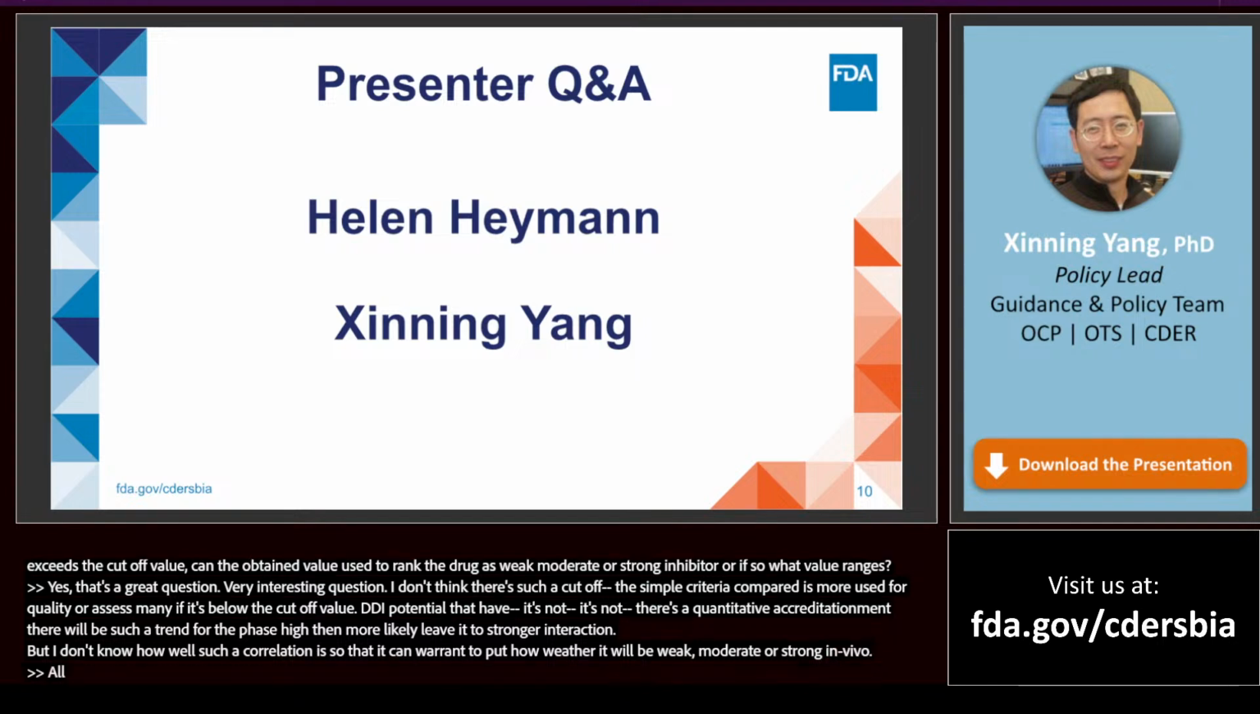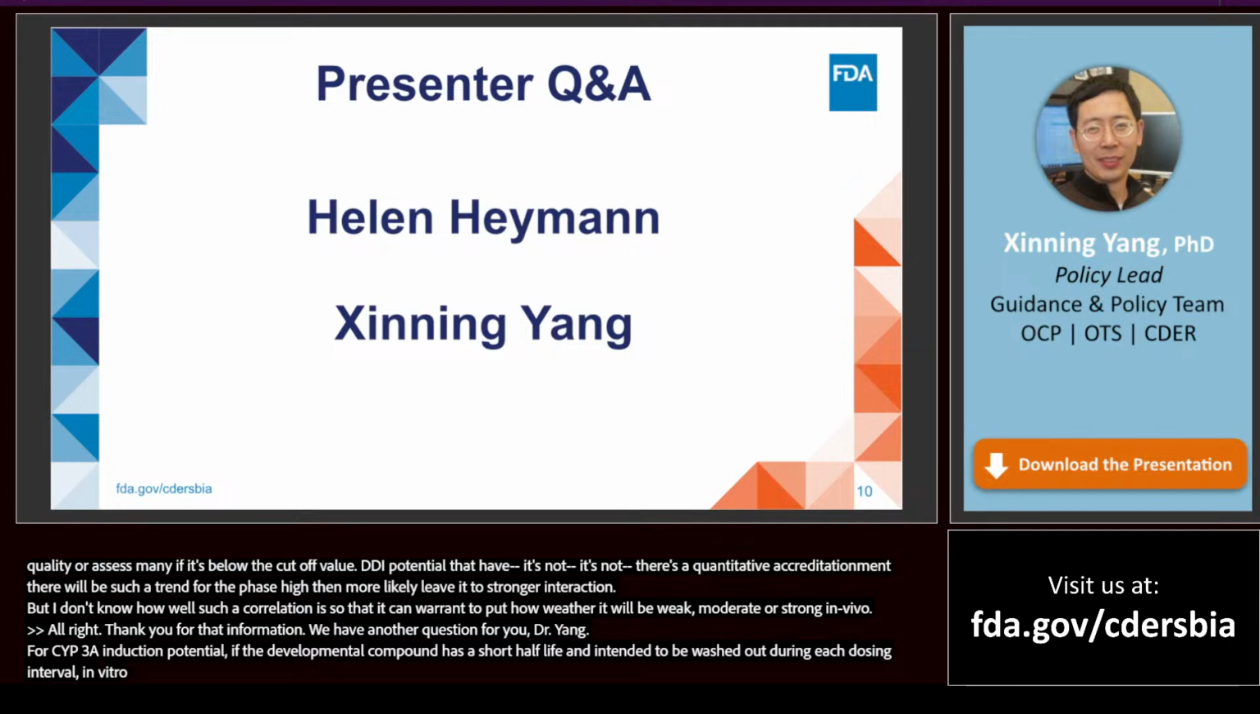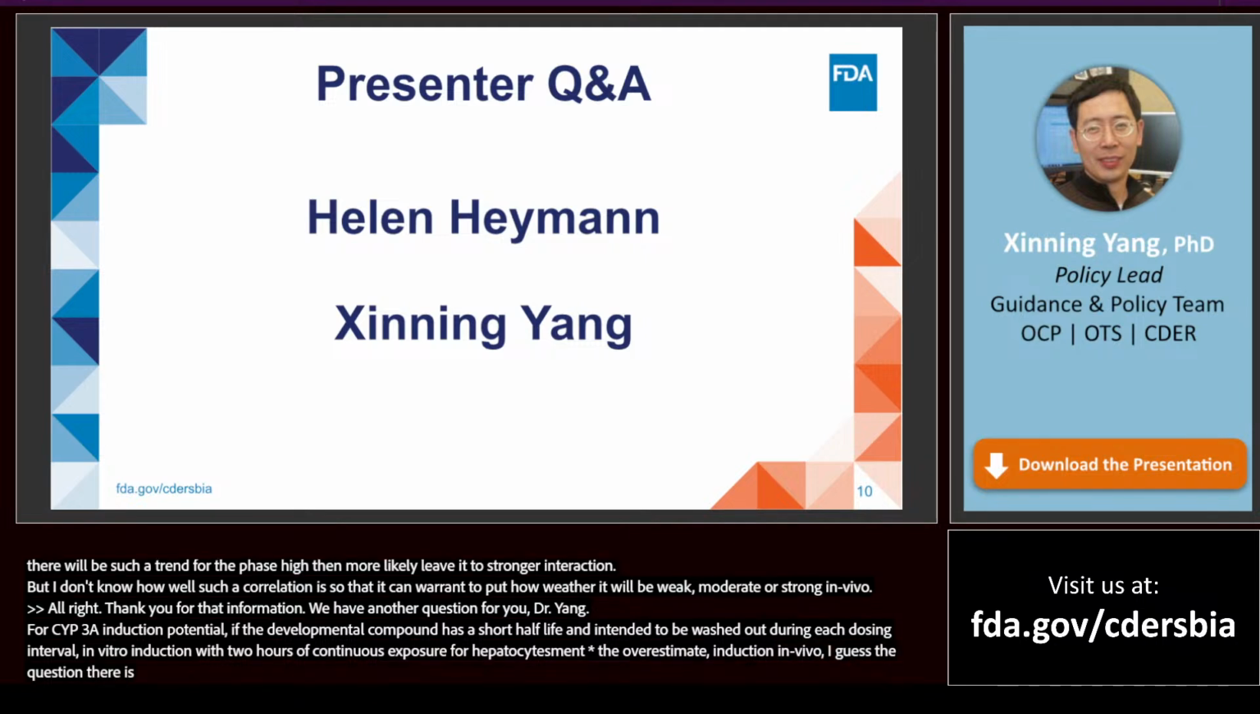All right, thank you for that information. We have another question for you, Dr. Yang. For CYP3A induction potential, if the developmental compound has a short half-life and is intended to be washed out during each dosing interval, in vitro induction, say with 72 hours of continuous exposure for hepatocytes, may overestimate induction in vivo? So I guess the question there is, are the absence of effect on CYP3A biomarkers and absence of autoinduction sufficient to prove absence of in vivo induction?